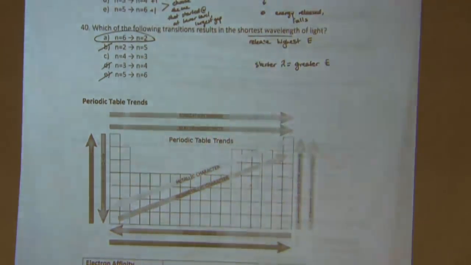So of the following, we want to figure out which one released the highest energy. The keyword is released, and it has to go down in energy, so we know it can't be B, and it can't be D, and it can't be E. So we have to compare A and C, and of the two, the correct answer would be A, in that it had a higher gap than 4 to 3. Okay?